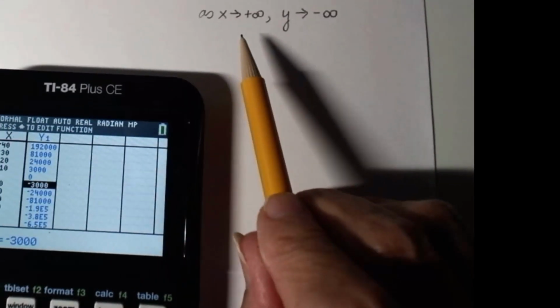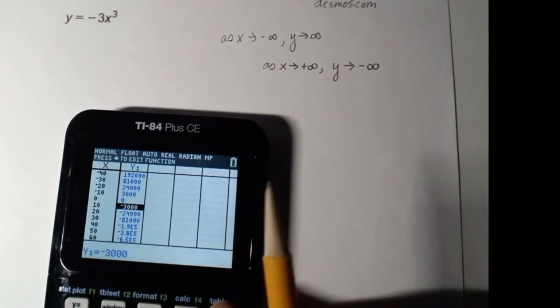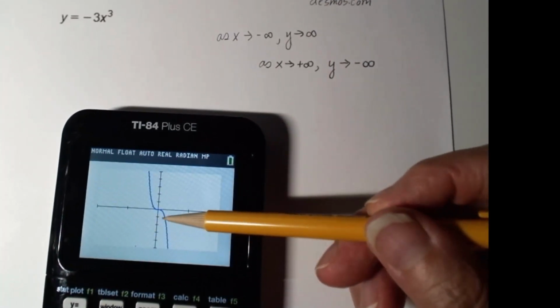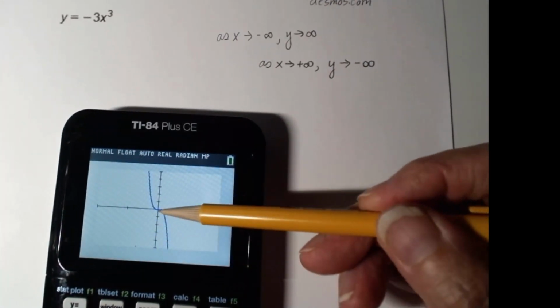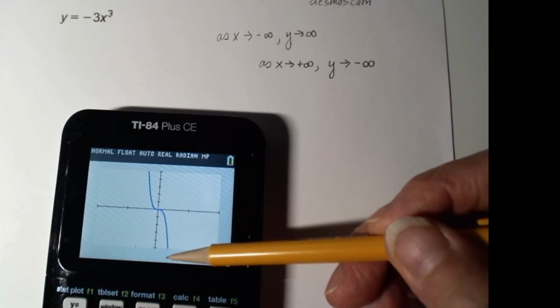They are getting smaller and smaller, more and more negative. And so we would say that the end behavior on the right side of the graph there, as x approaches infinity, the y values, the outputs, are approaching negative infinity.